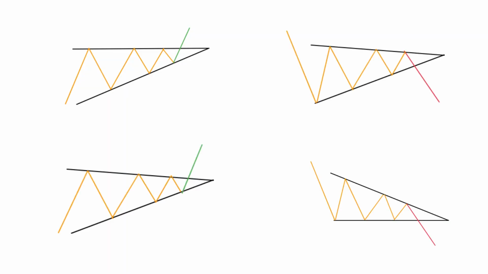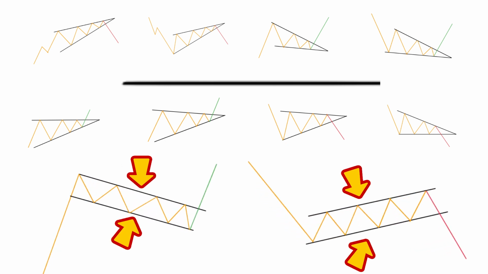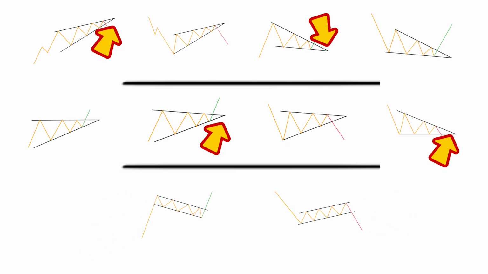Triangles can be ascending, descending, or symmetrical and represent a period of consolidation before the price breaks out in the direction of the prevailing trend. Both wedges and triangles share similarities with the flag pattern. However, the distinction lies in their formation. While the flag pattern typically features parallel trend lines, wedges and triangles exhibit narrowing patterns before the breakout or breakdown occurs. Now, let's visualize them.